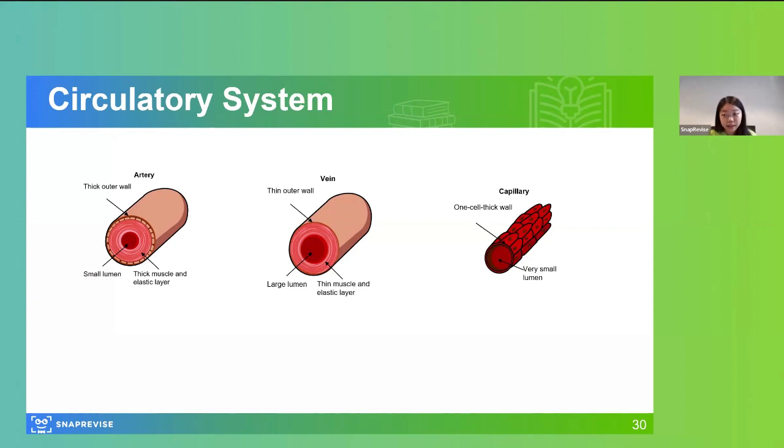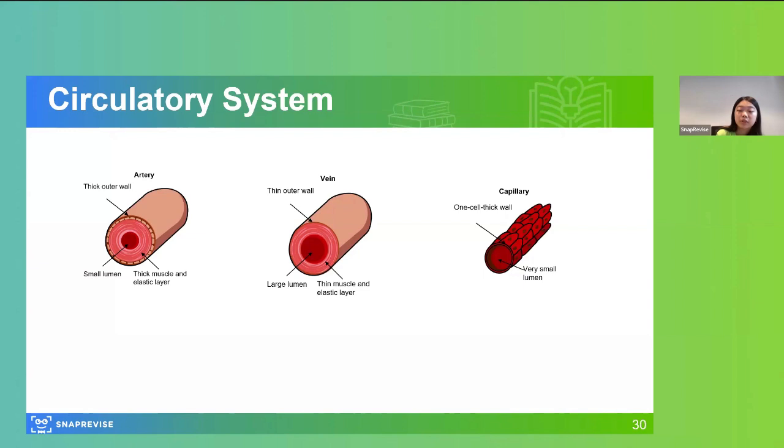It has a very thick outer protective wall. You can see on the diagram there, it shows you there's a very thick outer wall. And it has a very thick muscle and elastic layer, again, written on the diagram. The reason for the thick muscle and elastic layer is so it can withstand this high pressure. As I've said, the artery transports at a very, very high pressure, and it deals with this high pressure through this thick muscle and elastic layer.